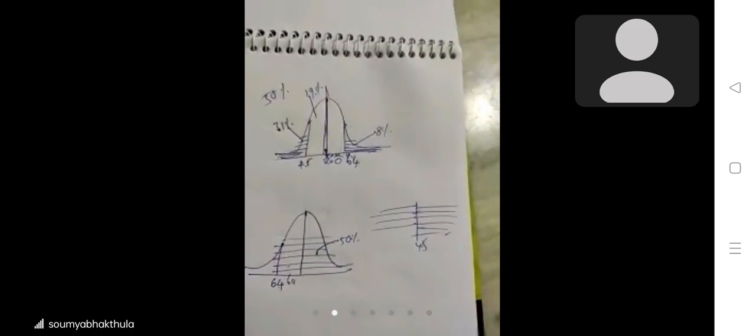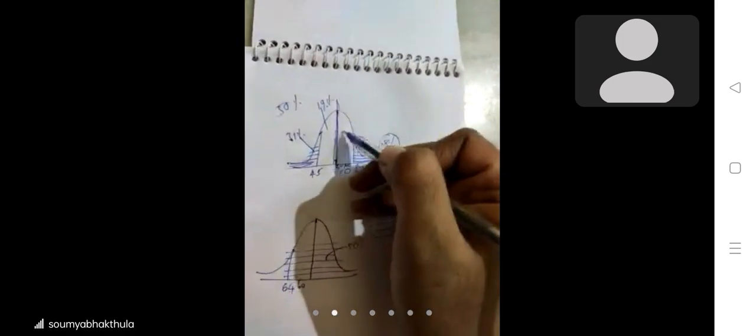Means you will get more than 8%. That's why I'm taking here. This may be 8%. Now, from here to here is 50, and you are already given this value is 8%. Then this means 42. Yes, this will be 42.